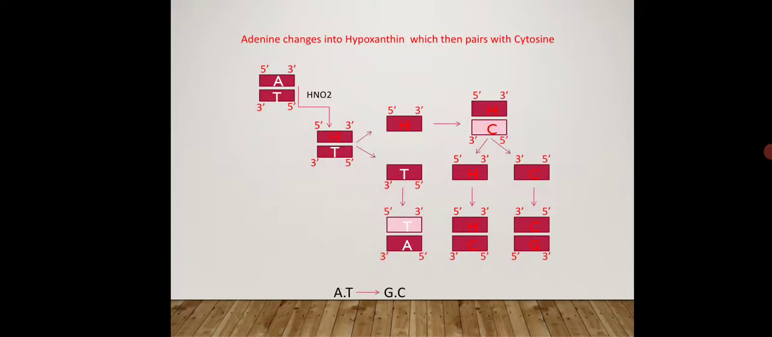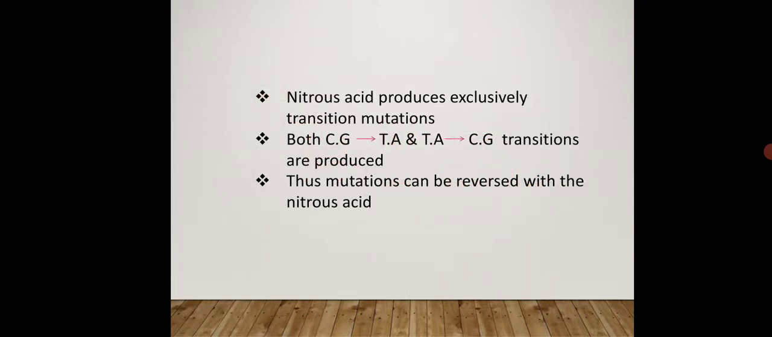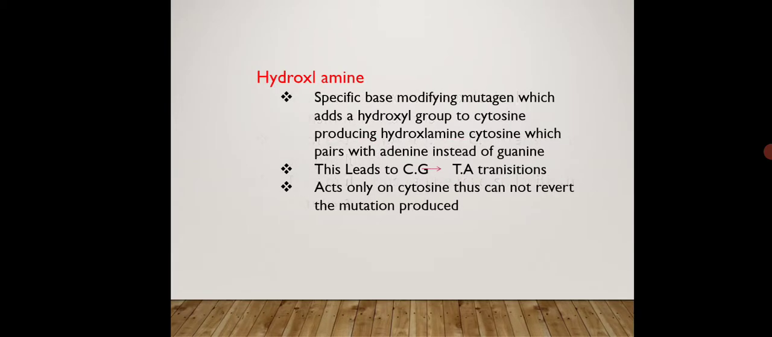So how actually the conversion has taken place. Here from GC to AT the same mechanism is there. This nitrous acid produces the transition mutation, that is CG is converted into TA and TA is converted into CG. But this mutation cannot be reverted back, they cannot go back.